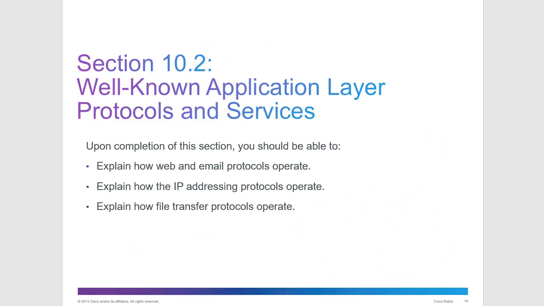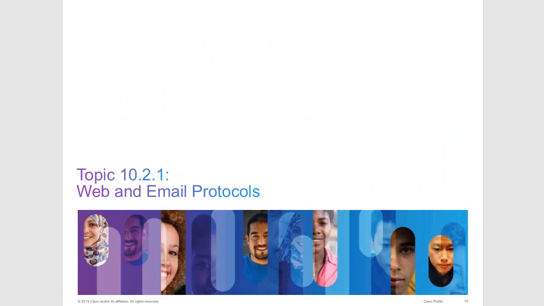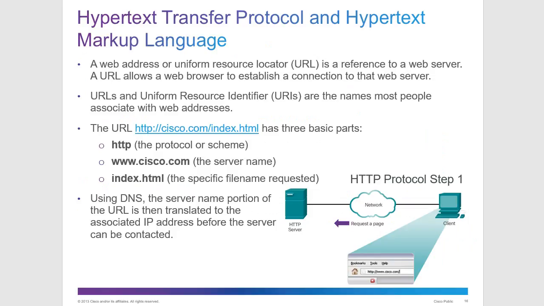We have some well-known application layer protocols and services that we'll go through. Web and email. HTTP, or Hypertext Transfer Protocol, is what we have on this slide, and the process it uses to deliver a requested web page. URLs here are discussed, which are uniform resource locators, basically what you type into a web browser to get your web page, or a URI, a Uniform Resource Identifier. You've got three parts of your URL.